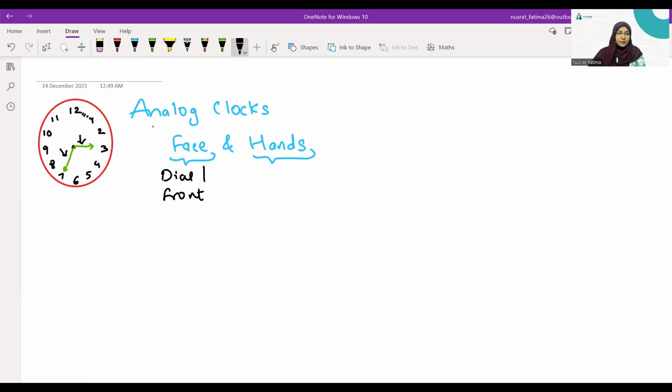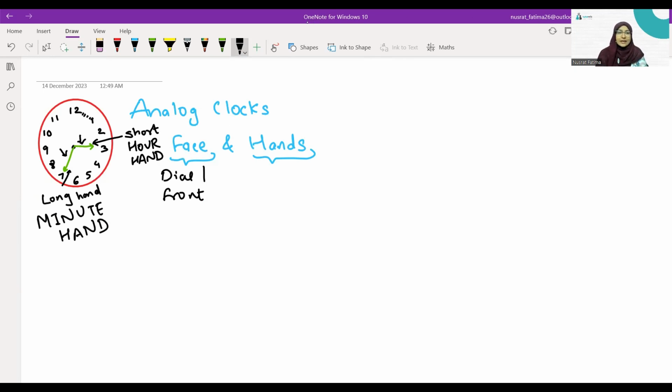The short hand, this is the short hand. It has two hands, one is short and one is long. So the short hand is the hour hand. And this long hand is the minute hand. You might find this funny. Like we have faces and hands, an analog clock also has faces and hands. So these are the two important and main parts of an analog clock.